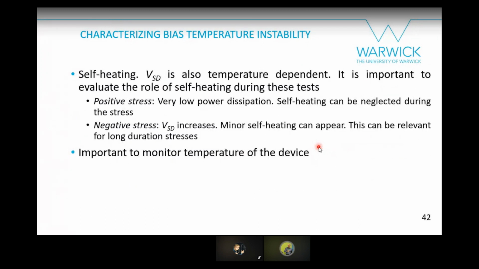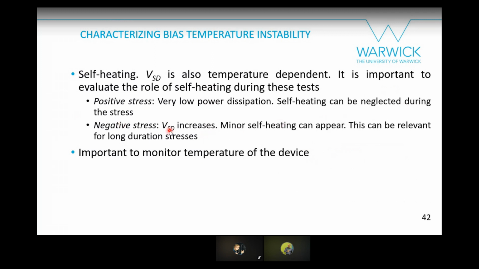Important in this test methodology is self-heating. So BSD is also temperature dependent, so you have to evaluate the role of self-heating during this test. And we have done this for positive stress. During the positive stress, your device is on, so you will have very low on-state resistance. Self-heating can be neglected during the stress.